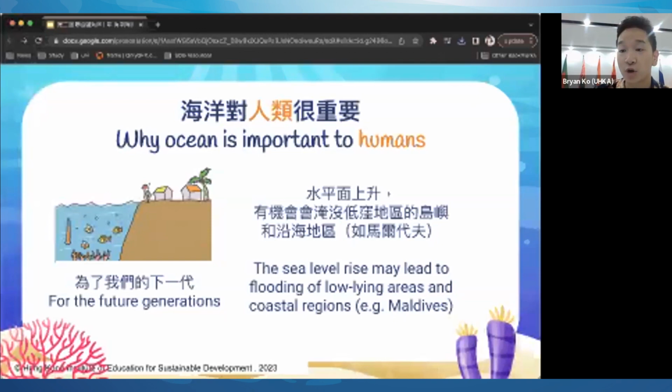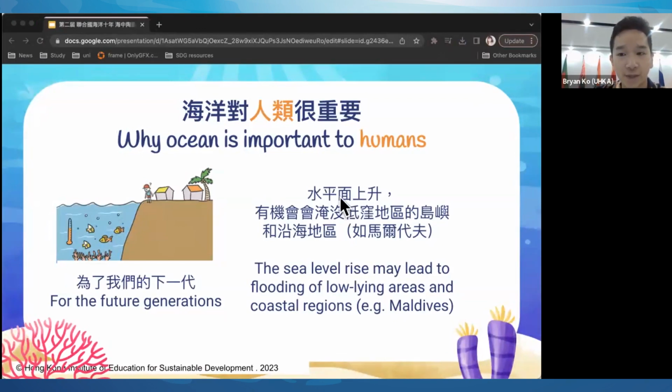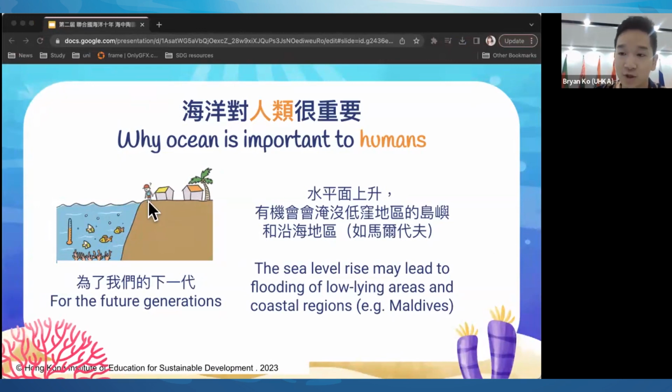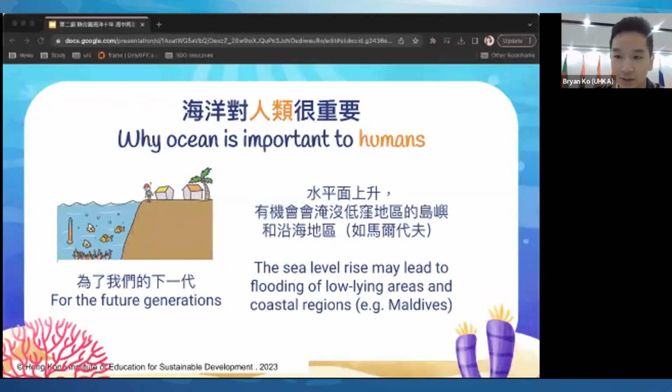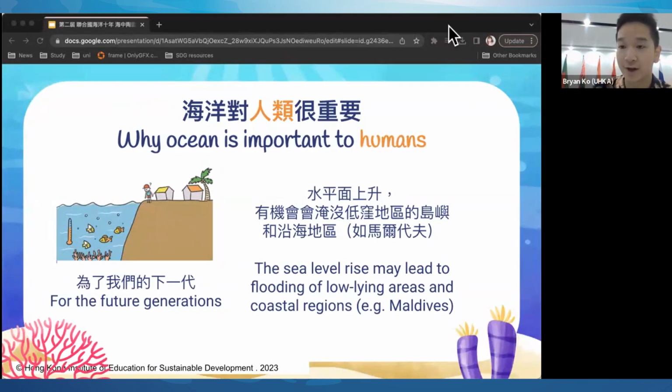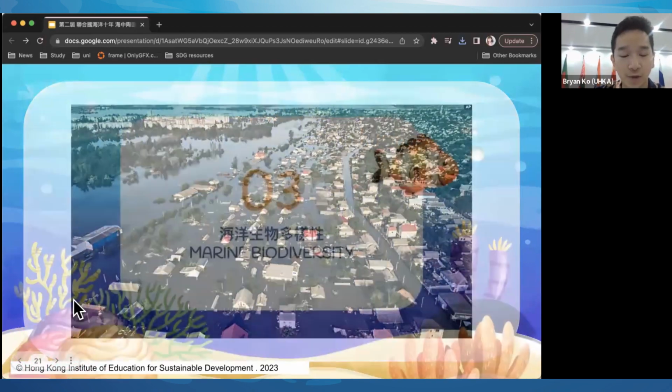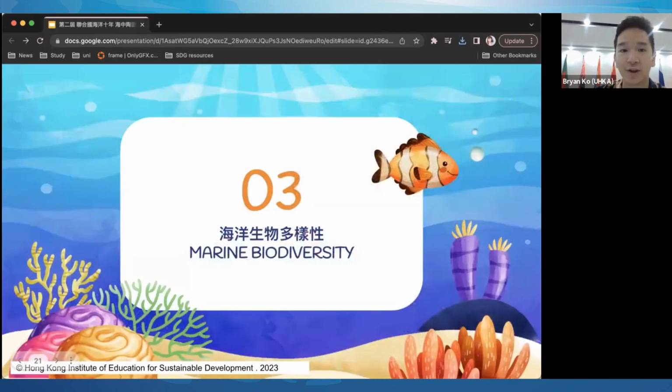For instance, for us in Hong Kong, if the seawater level is rising, perhaps our entire district of Tsim Sha Tsui would disappear, would vanish in the blink of an eye. So is that what we want? If that is not what we want, we need to be aware of this phenomenon, and we must try our best to protect our ocean. Otherwise, there would be serious flooding.